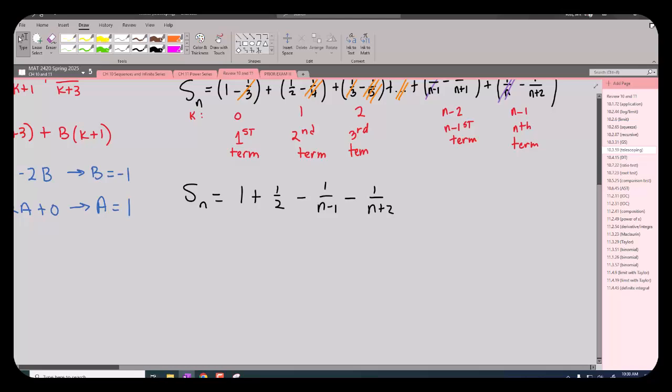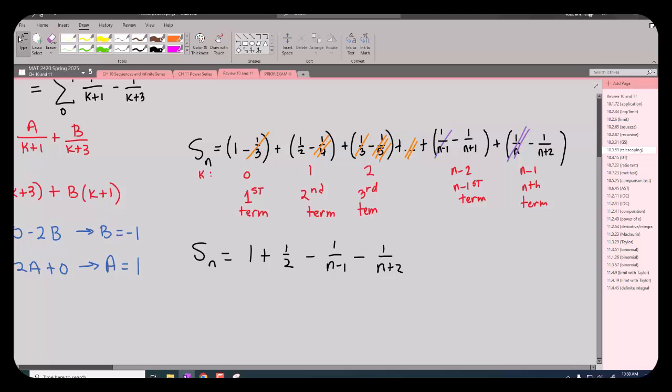Shouldn't it be n plus 1? That should be an n plus 1. Thank you. Yes. Thank you. Yeah, that's the term that's preserved. So yes, pluses.